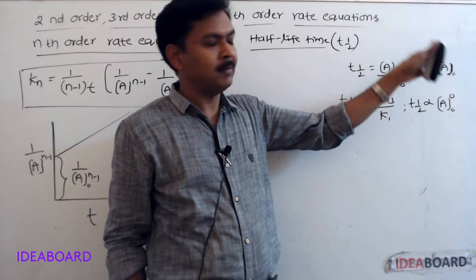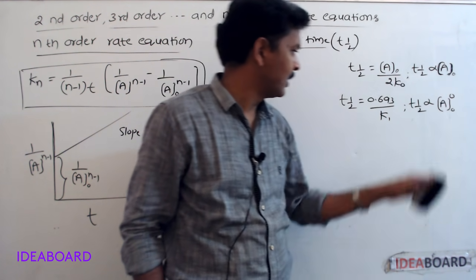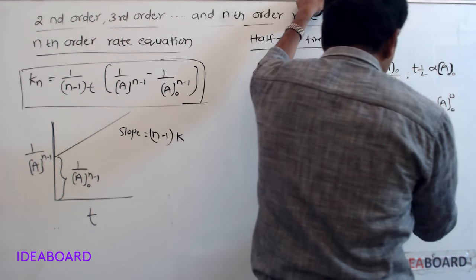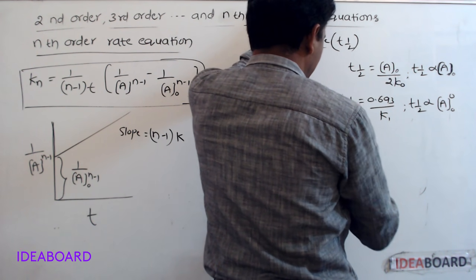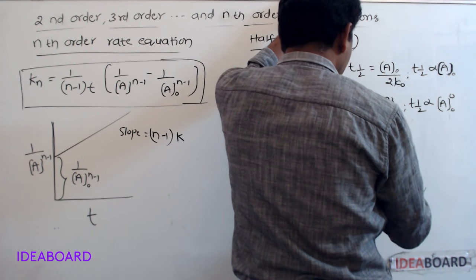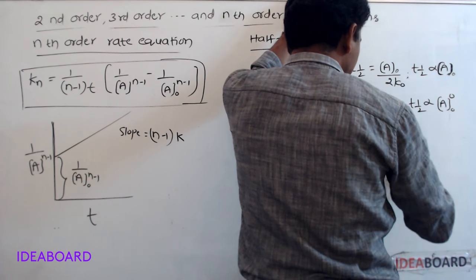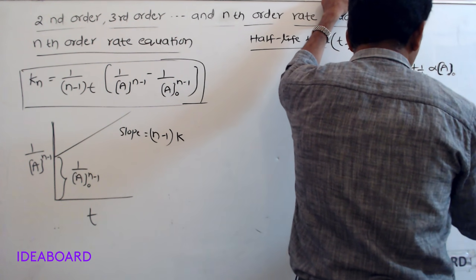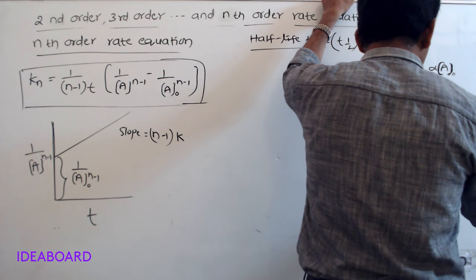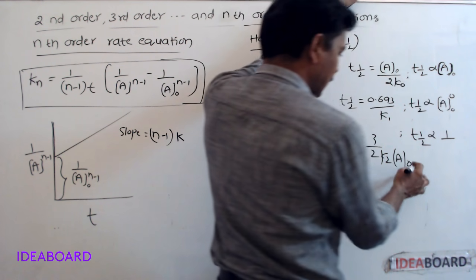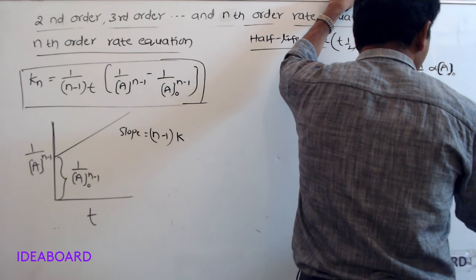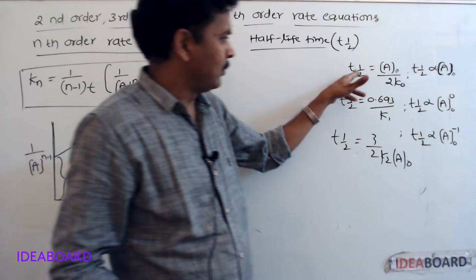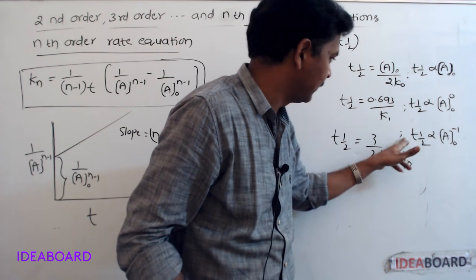For zero order reactions, half lifetime is directly proportional to initial concentration. For first order reactions, half lifetime is independent of initial concentration. For second order reactions, we got this formula: T half is equal to 3 by 2K2 A naught. Then we can write T half is directly proportional to 1 by A naught, or A naught power minus 1, for second order reaction.